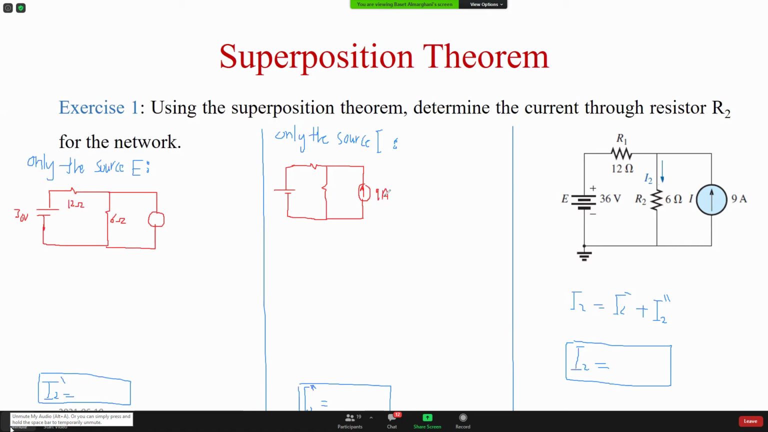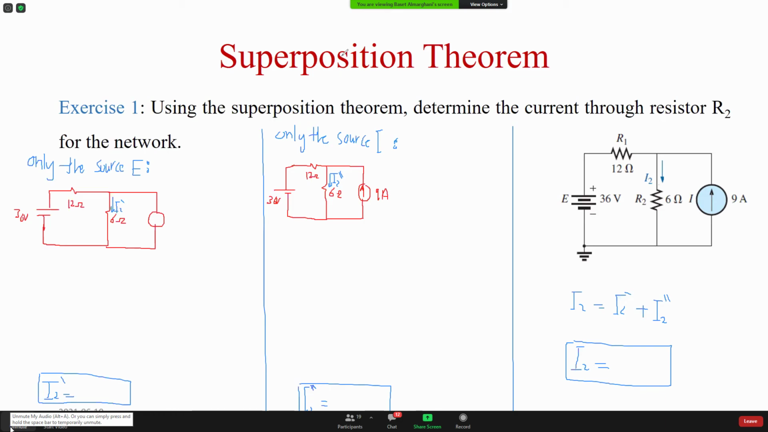9 ampere, 36, 12, 6. So this is the current I want to find. I2, because of the first source. Here I2, it's the same current, but because of the second source, it's going to be I double prime. Now this is just the two circuits.